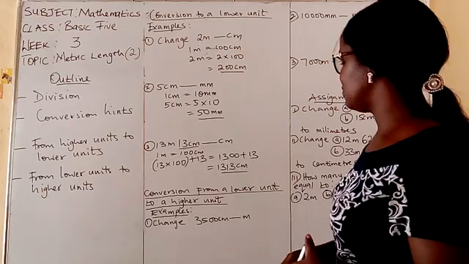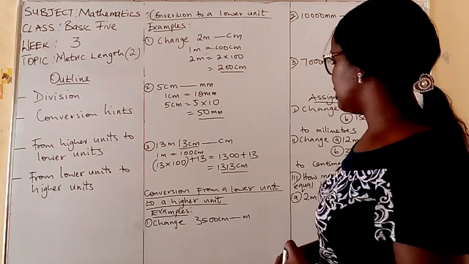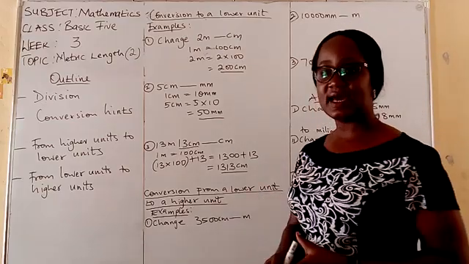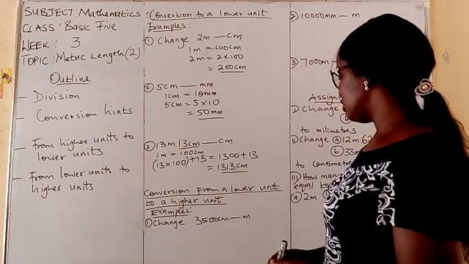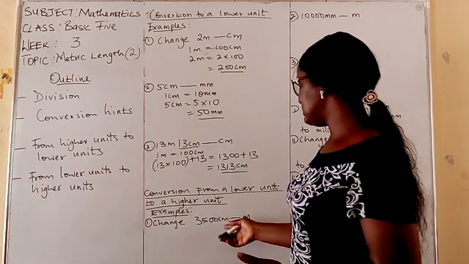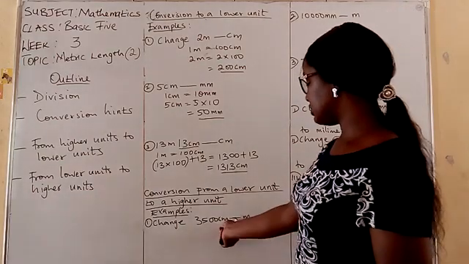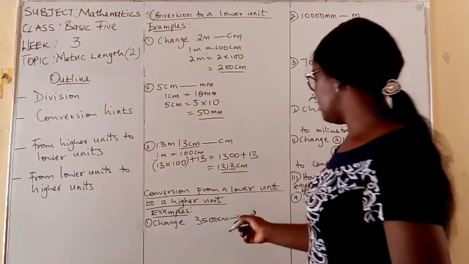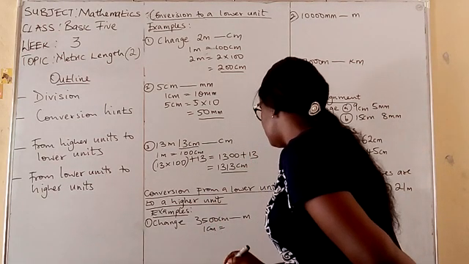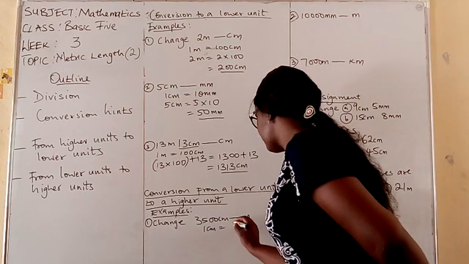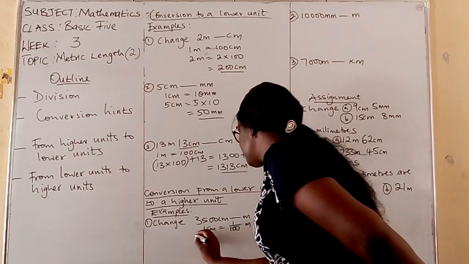Okay, so the next one, we are converting from a lower unit to a higher unit. Okay, so this time around we're dividing, right? So in this case we have cm and meter. So we're dividing with 100 because of cm, right? Okay, so we have here 1 cm equals what? 1/100 meter.